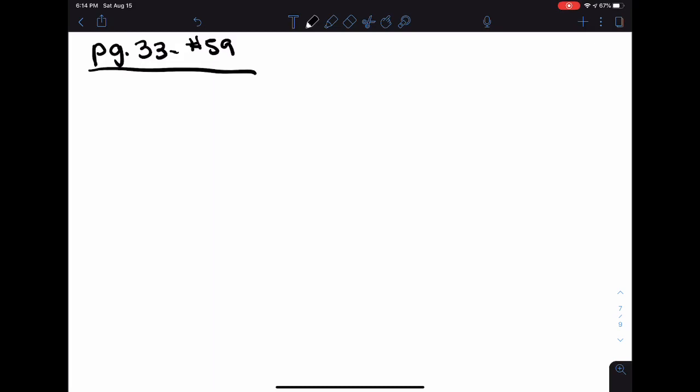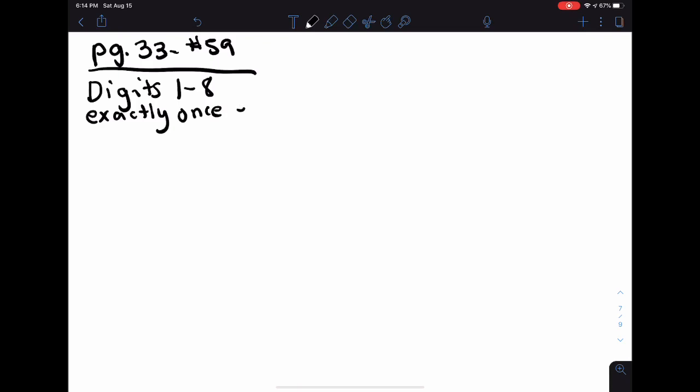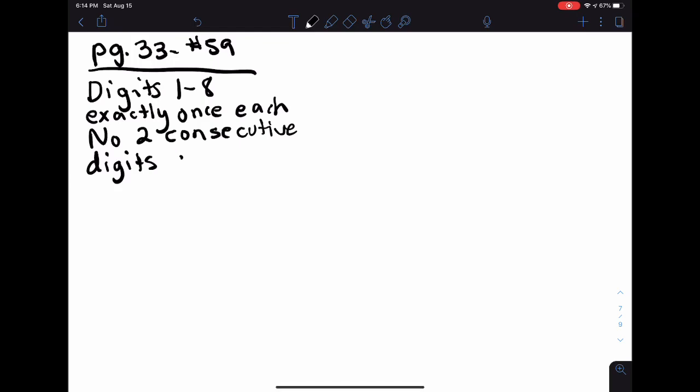Okay, page 33, number 59. You're supposed to put digits 1 through 8 exactly once each. So I'm paraphrasing for you. And no two consecutive digits can touch vertically, horizontally, and or diagonally.